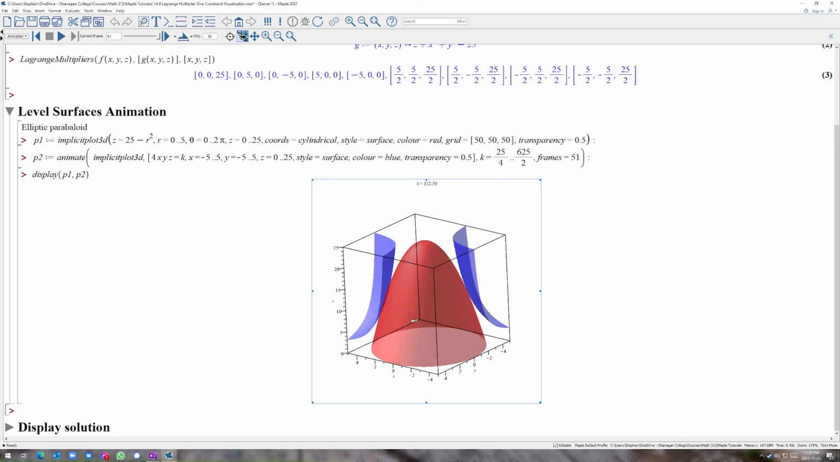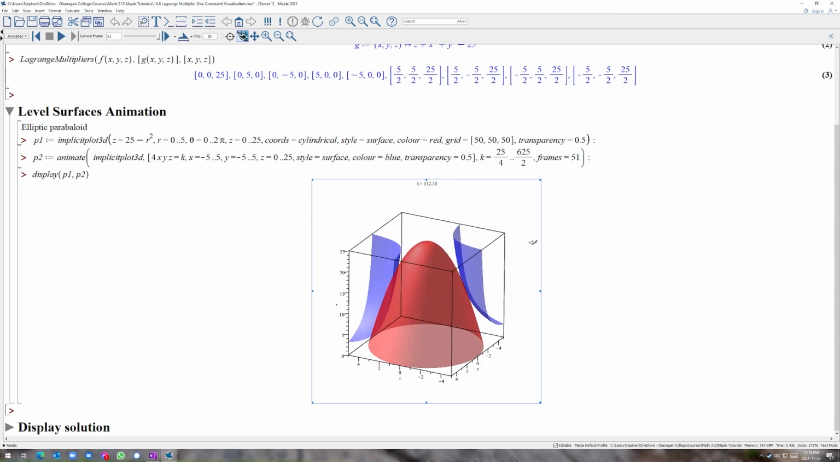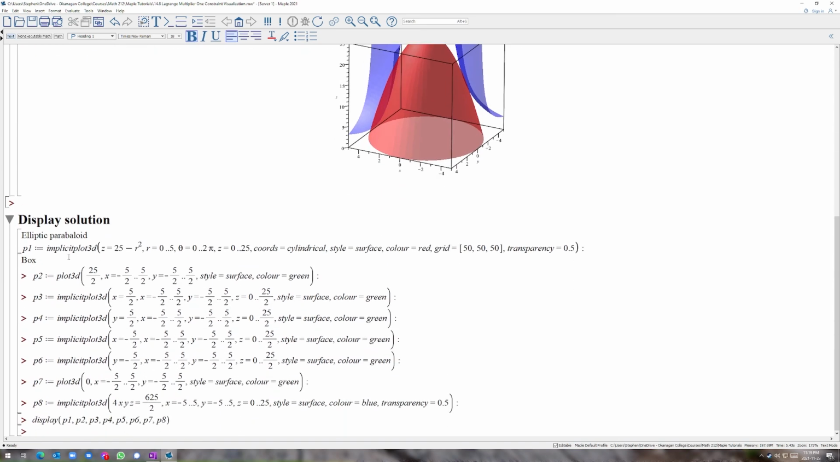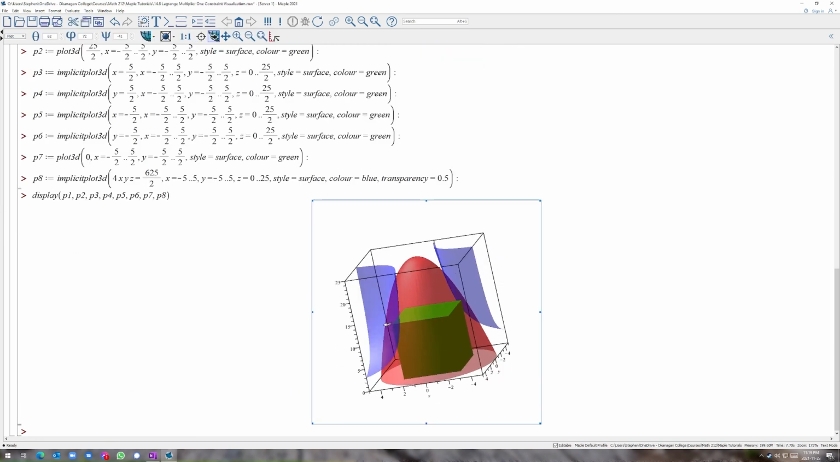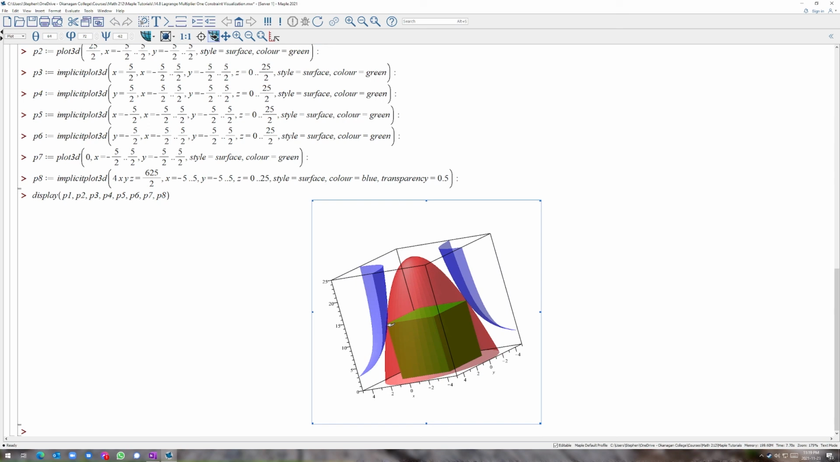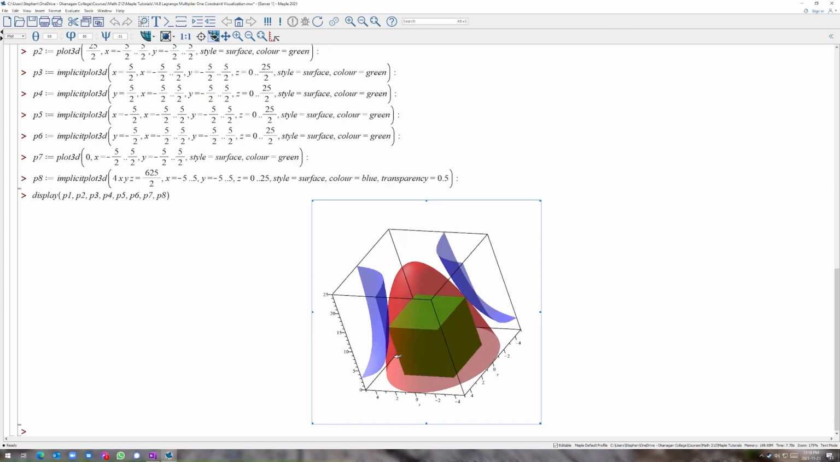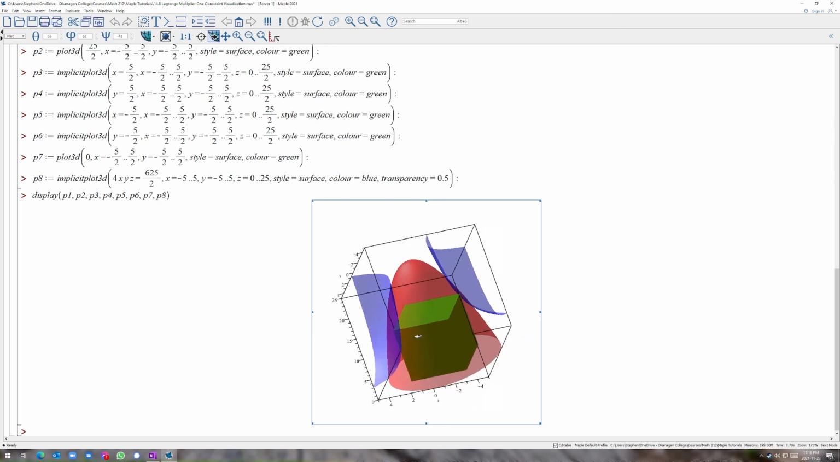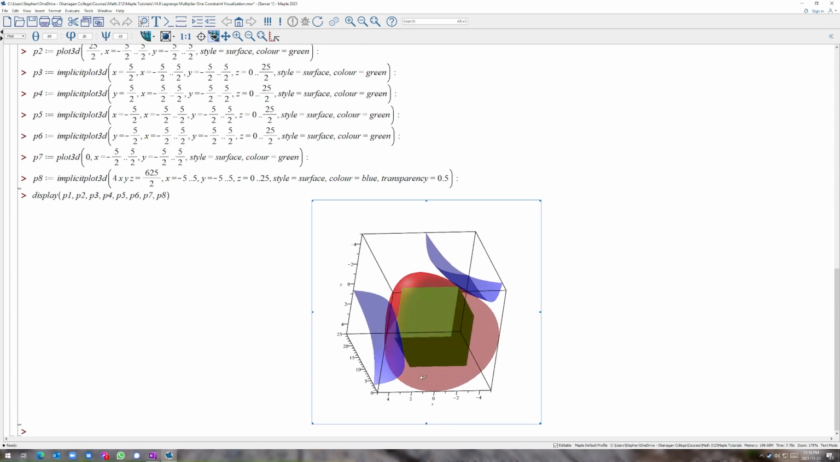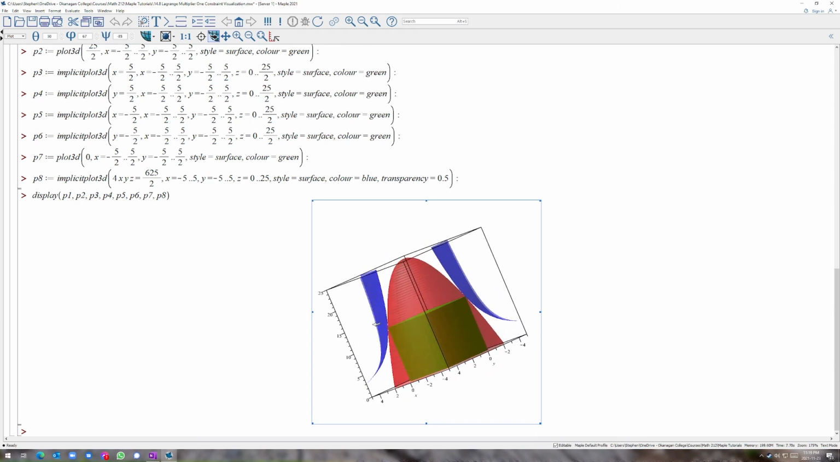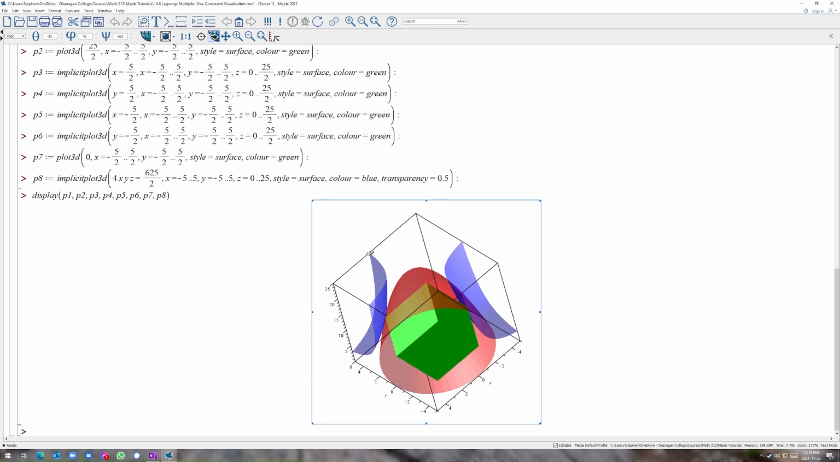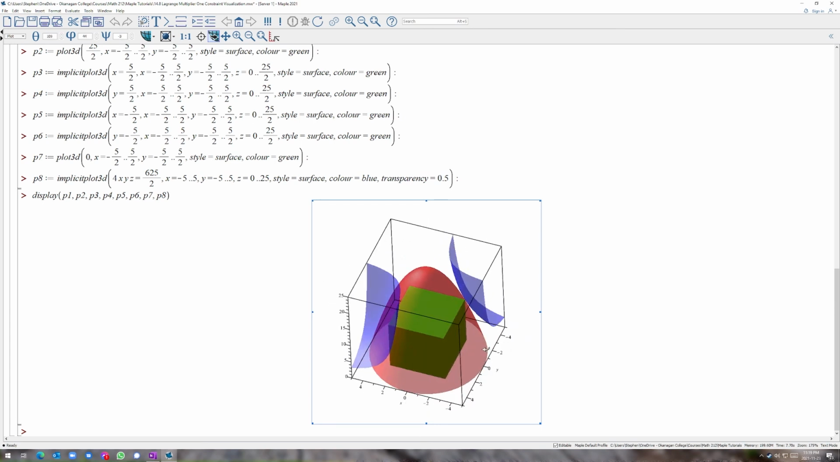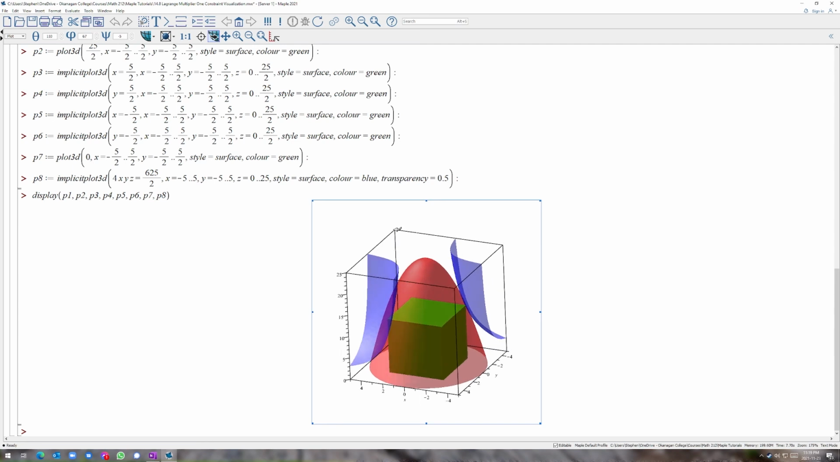Now, of course, the animation takes a very long time to play through again, so let's just display what that box looks like. Here is all of the sides of the box, as well as the elliptic paraboloid, all put together. There we go. Those are those two level surfaces, the blue and the red, and at that particular vertex, that is where we form the box. Now, as you can see, it just barely fits inside the elliptic paraboloid, and it's as large as possible. The bottom of the box is on the xy plane, and it has a volume of 625 over 2.